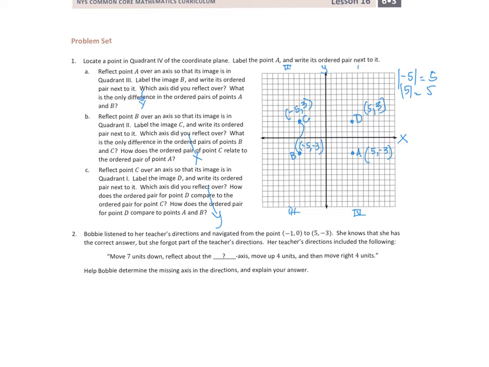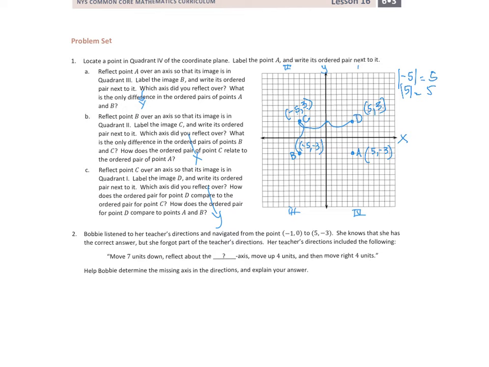How does the ordered pair for point D compare to the ordered pair of point C? Well, the Y coordinate is the same, 3, and the X coordinate, the absolute value of each is equivalent, -5 and 5. But as they stand without absolute value, they're opposite, right? One equidistant is 5 units this way to the left, 5 units to the right for the positive 5.